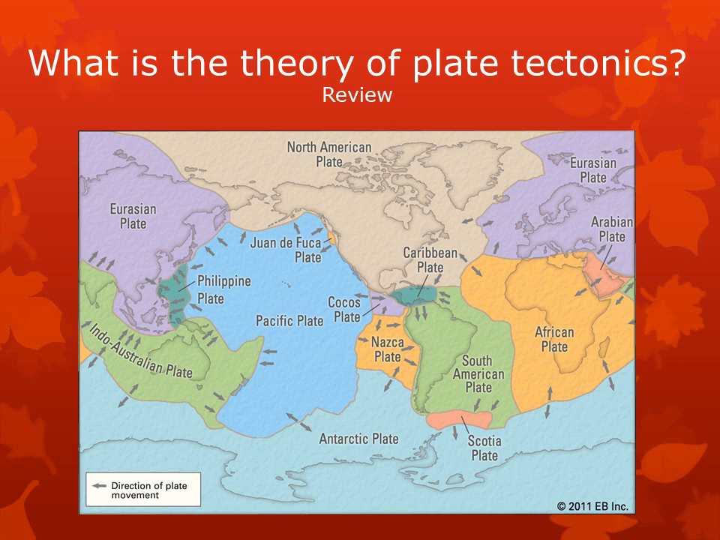Okay, now to finish up here. What is the theory of plate tectonics? Well, again, we have three boundaries that have caused movement on Earth's surface among the plates, which you see in the map there. We've got convergent boundaries, boundaries that come together, divergent boundaries, where plates move apart, and transform boundaries, where plates move past each other in opposite directions.